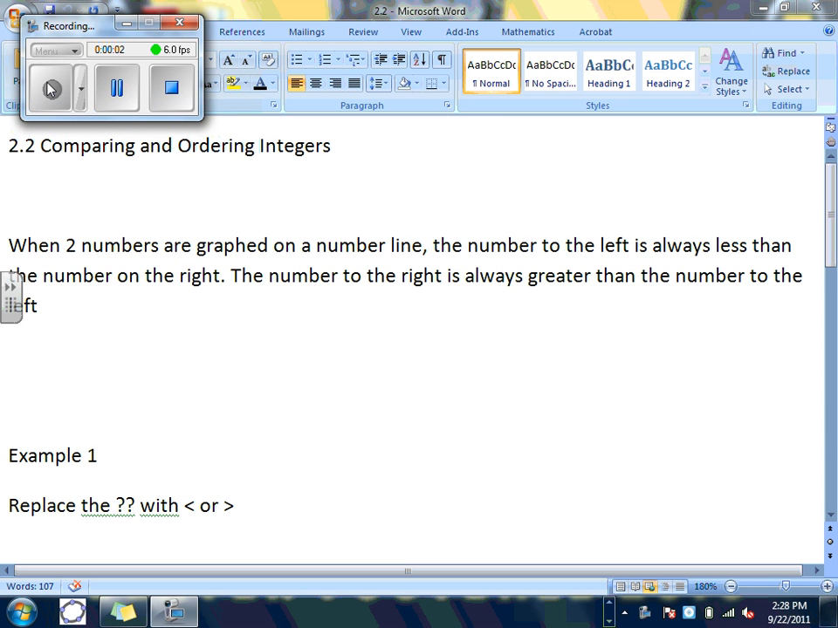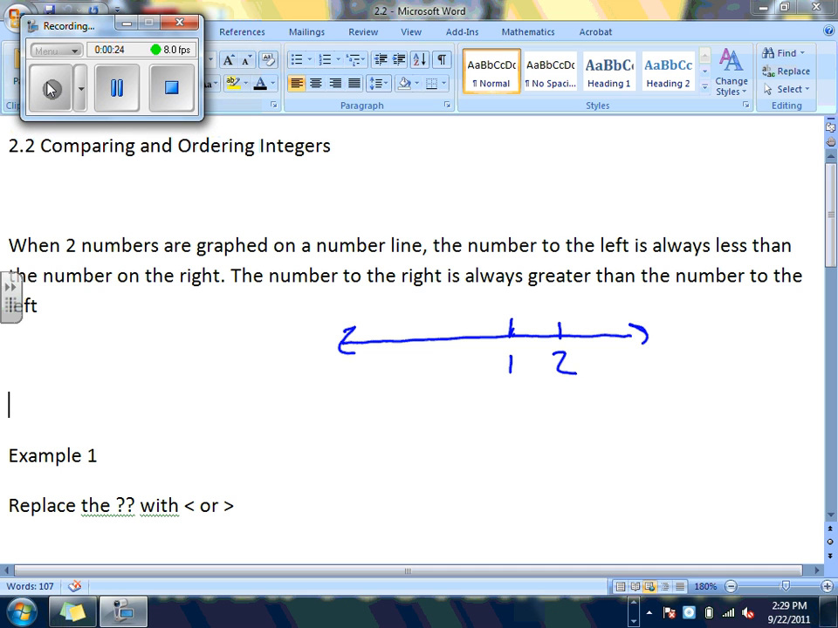Section 2 in Chapter 2 is talking about comparing and ordering integers. We're just going to get ourselves more familiar with negative numbers and positive numbers. So when two numbers are graphed on a number line, the number to the left is always less than the number on the right. That's pretty obvious if we graph a number line.